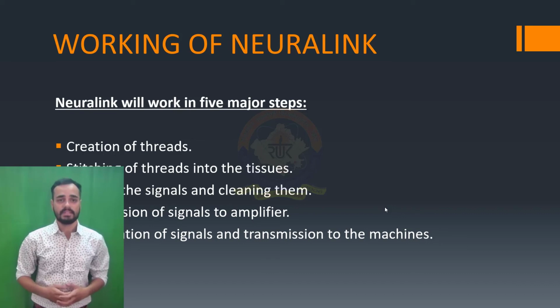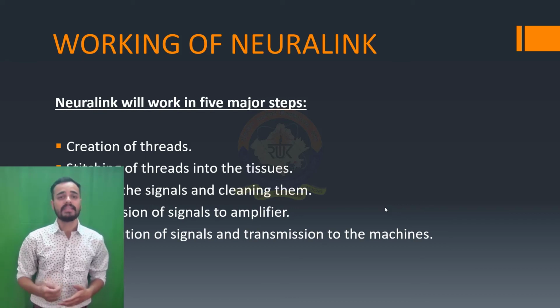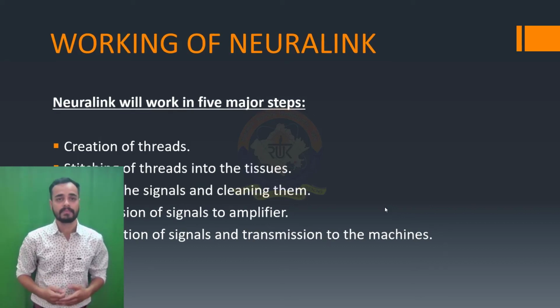Neuralink will work in 5 major steps, that are: first, creation of threads; second, stitching of threads into the tissues; third, reading the signals and cleaning them; fourth, transmission of signals to amplifier; fifth, amplification of signals and transmission to the machines.